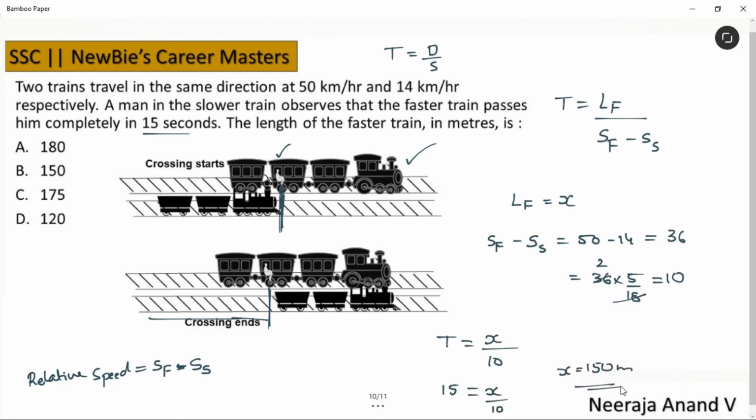Hope you have understood this concept. This is the final answer. Very simple logic. Okay. The man is sitting in the train. Since the man is not moving, whatever that train speed is a man speed. Okay. To cross the man, this faster train is there. No, it has to cover its own distance. That's why I've taken x as the length of the faster train. We don't need the length of the slower train. Okay.